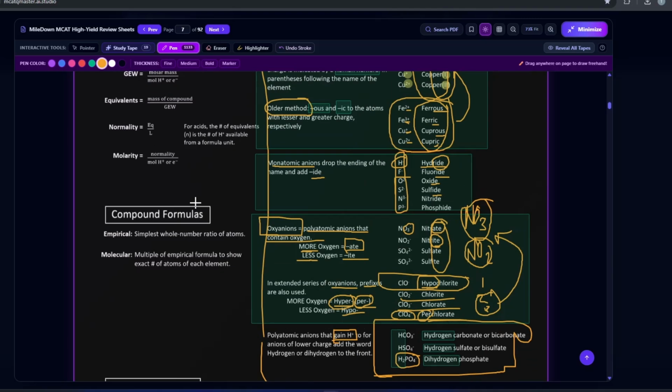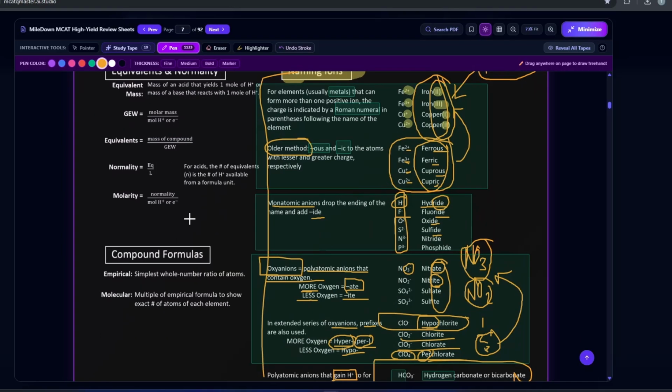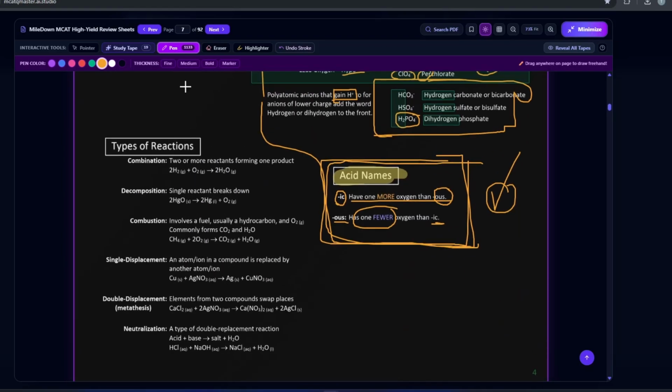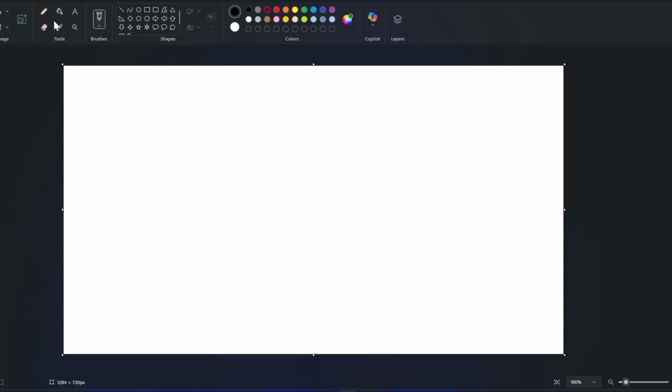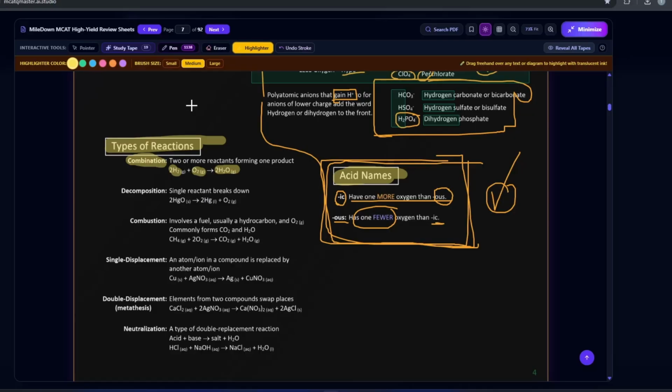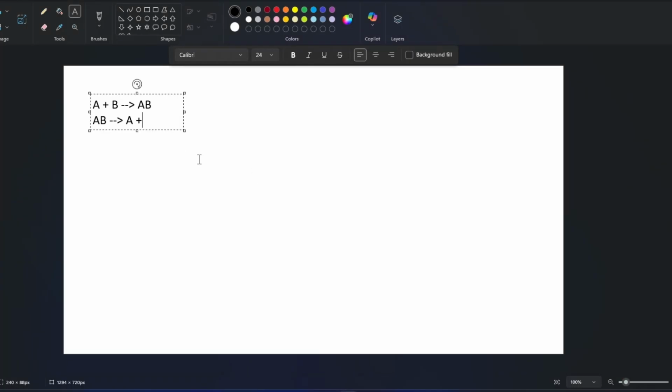Okay, the next thing: I'm going through the easy stuff first and then the harder stuff last. We'll go over the types of reactions first. You can have a combination reaction, which other textbooks or Google might also call a synthesis reaction. You are synthesizing two things, so A plus B gives you AB. And for decomposition, a single reactant breaks down: AB goes to A plus B.